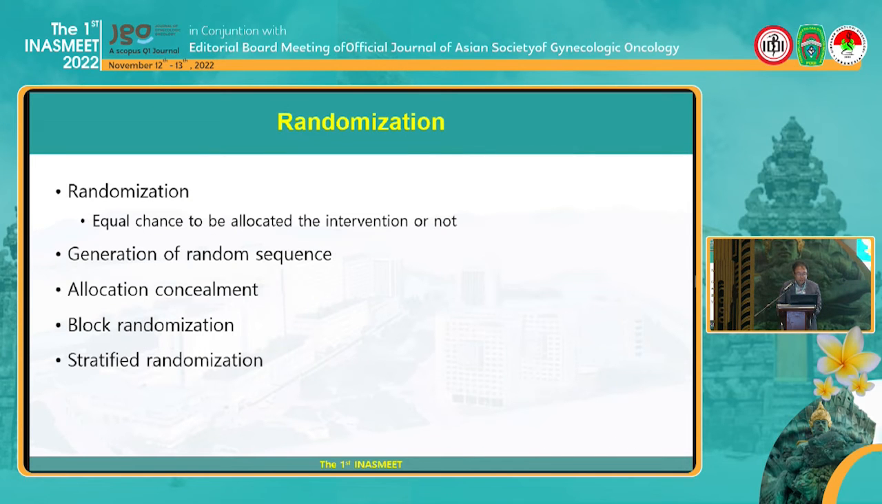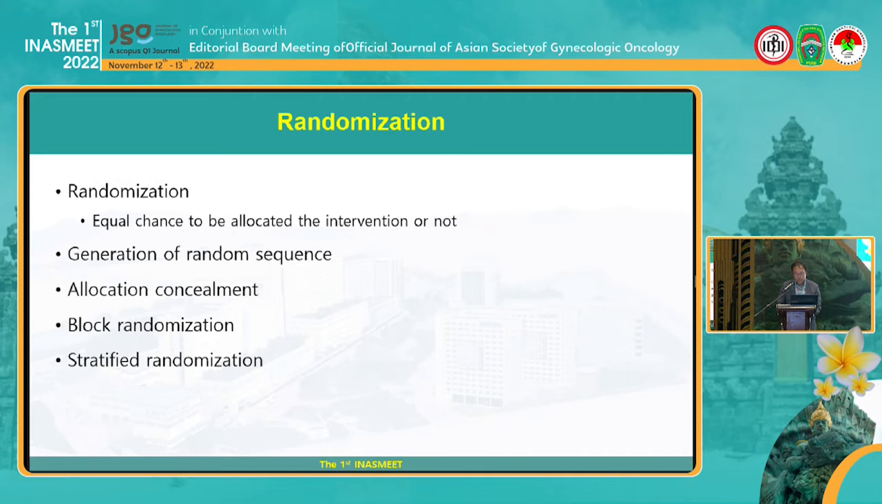First, randomization. Each of the eligible participants should have an equal chance to be allocated the intervention or not. Generation of a random sequence should be done by some independent personnel, usually a statistician, who is not going to be involved in the conduct of the RCT.